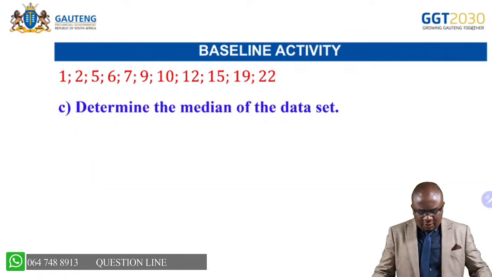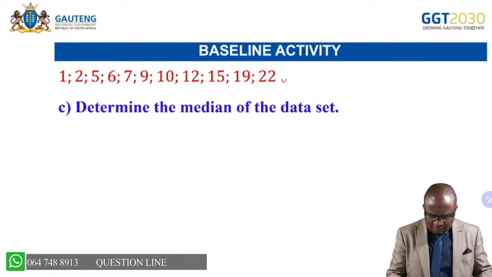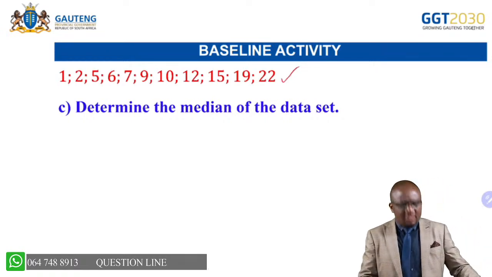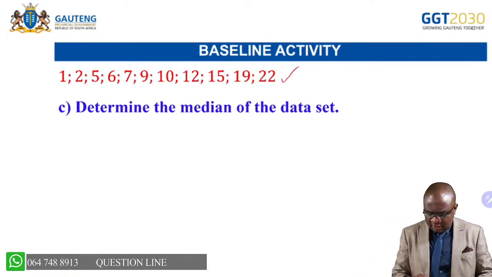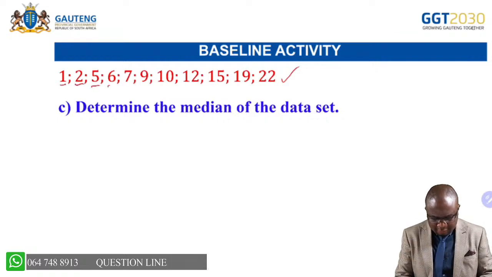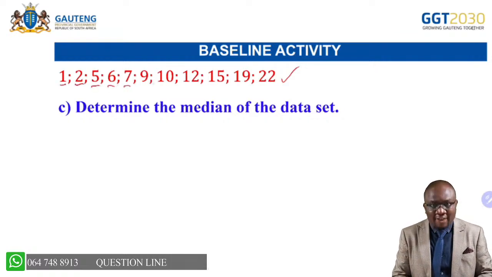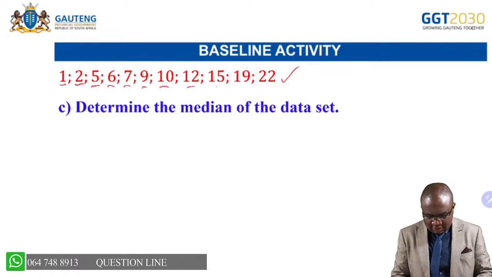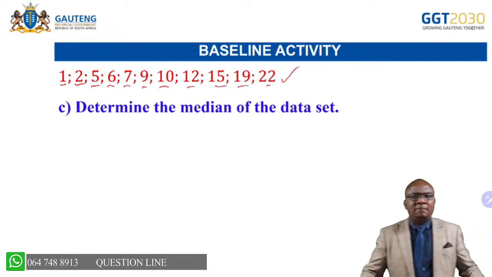Right, determine the median of the data set. What is the median? Let's check, are these numbers arranged? Yes, they are arranged. How many are they? How many of them? Do you see? 1, 2, 3, 4, 5, 6, 7, 8, 9, 10, 11 numbers.